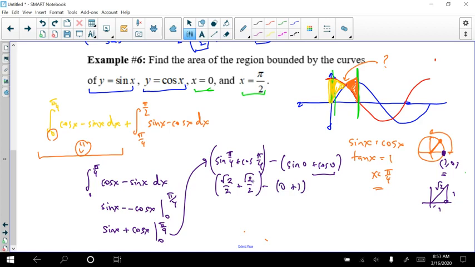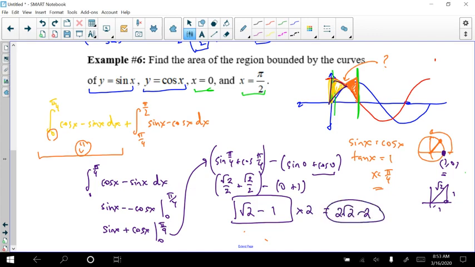So root 2 over 2 plus root 2 over 2 is 2 root 2 over 2, which is just root 2 minus 1. And so that is the area of just one region. I have to remember to double that so that I get both. So that's actually 2 root 2 minus 2. Excellent.